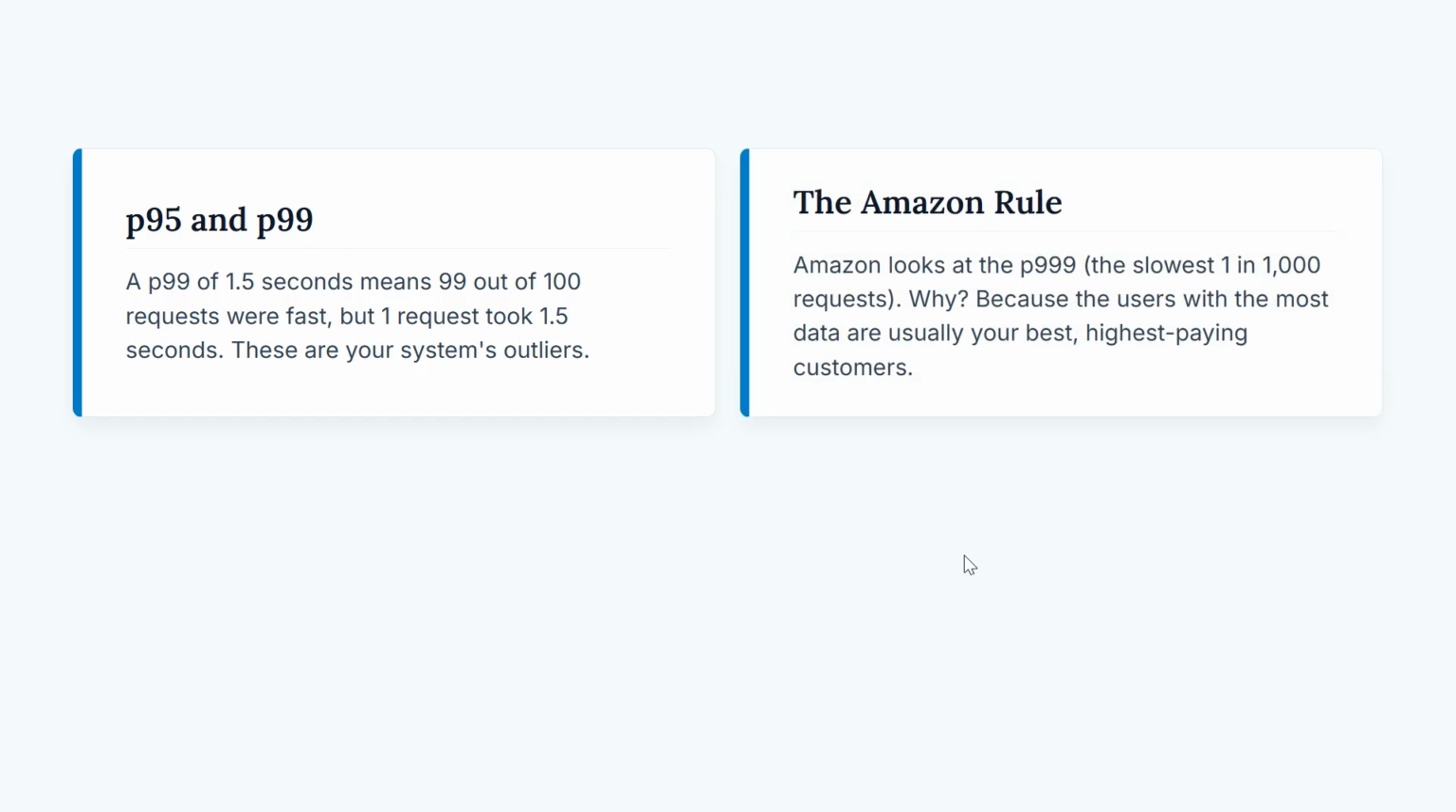Companies like Amazon take this very seriously. Amazon actually measures the P999. This means the slowest one person out of 1,000. Why do they care about just one person? Because in retail, the user whose request takes the longest is usually the user with the biggest shopping cart. They have the most data. Your slowest users are often your best, highest paying customers. You cannot afford to ignore them.